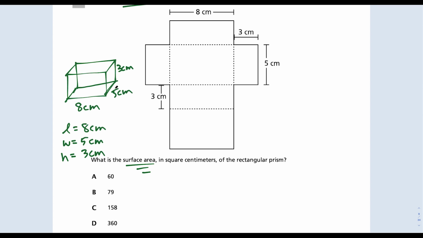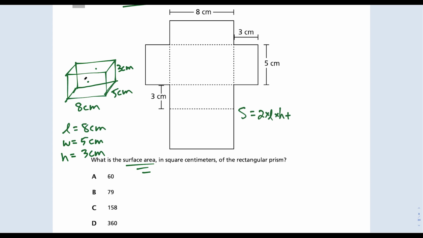Now, one thing to notice is that when you're finding surface area, the front and the back of a rectangular prism have the same area. And for the front and the back, you can notice here that it's going to be the length times the height that makes the front and the back. So we're going to have 2 identical faces. So I'm going to have 2 times length times height.